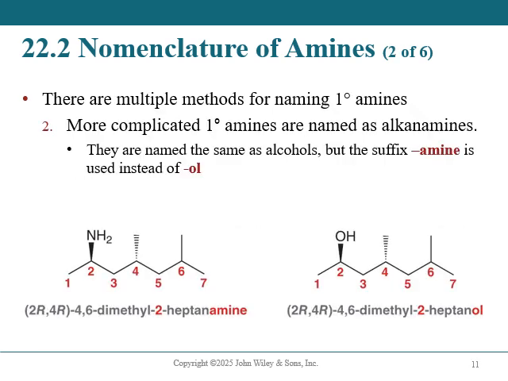Second, more complicated primary amines are named as alkanamines. They are named the same as alcohols, but with the suffix amine instead of OL, as you would with alcohols. So here, for instance, we have a 2R, 4R, 4,6-dimethyl-2-heptanamine. So you name everything the same way that you have been doing so far, making sure that nitrogen is with the lowest possible number. That's where this 2 is coming from. And that's it. You end with amine. As you can see here, we can draw a bunch of analogies. We can draw that relationship with alcohols. So long as you rely on that, you should be okay.